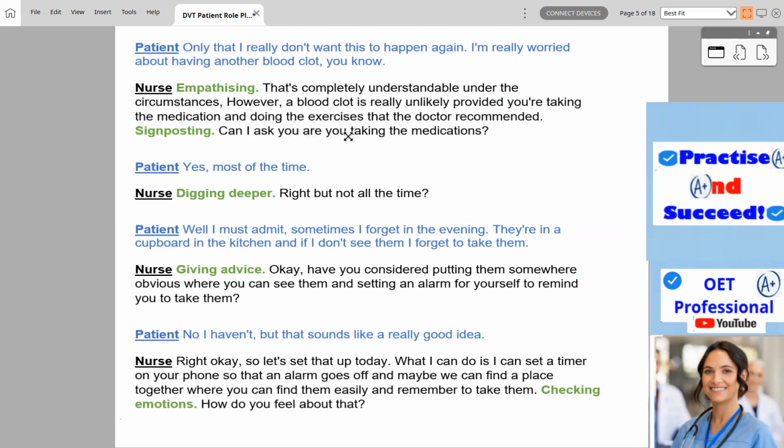Can I ask you, are you taking the medications? Yes, most of the time. Right. But not all the time? Well, I must admit, sometimes I forget in the evening. They're in a cupboard in the kitchen, and if I don't see them, I forget to take them. Okay. Have you considered putting them somewhere obvious, where you can see them, and setting an alarm for yourself to remind you to take them? No, I haven't, but that sounds like a really good idea.